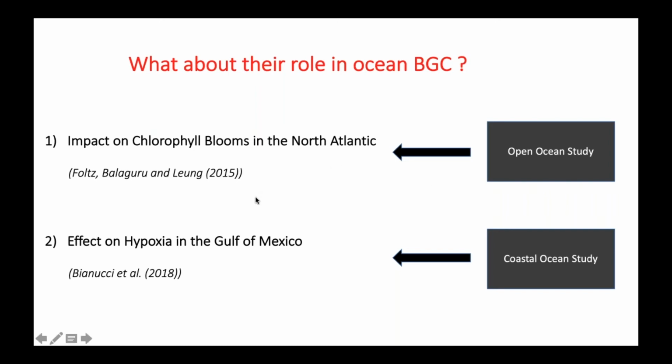And then the second study, where we look at the impact of hurricanes on hypoxia in the northern Gulf of Mexico. The first study is a relatively simple and more straightforward study. So in the interest of time, I will only go over the main results from this. And I will spend more time on the second study, which is a bit more complex. So let us go to the first one.